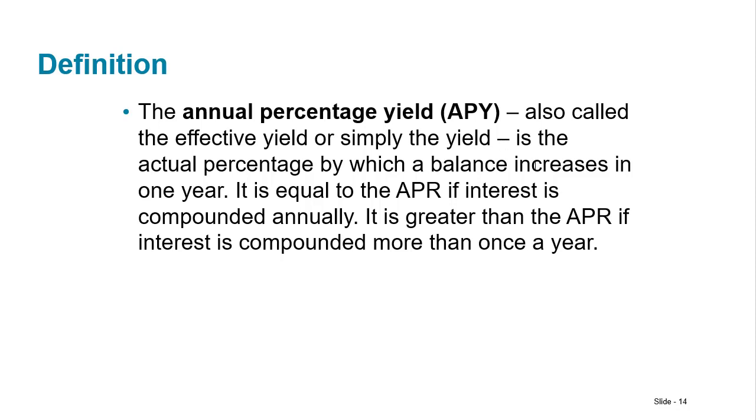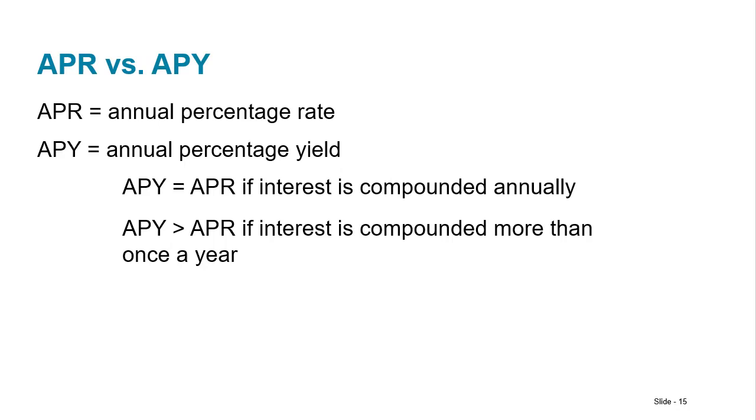So the annual percentage yield, also called APY, or sometimes called the effective yield or simply the yield, is the actual percentage that you're going to get on the balance at the end of 1 year. It's basically equal to taking the APR and running it out for 1 year and then figuring out what that amount would have been if you had just done it once per year. So it's telling you what percentage of your money increase you get at the end of a year. So APR is your annual percentage rate, and APY is your annual percentage yield. They equal each other if it's compounded annually, and then of course APY is bigger than APR if interest is compounded more than once a year.